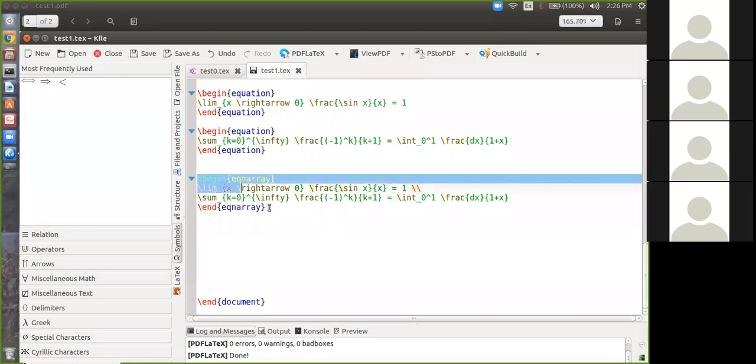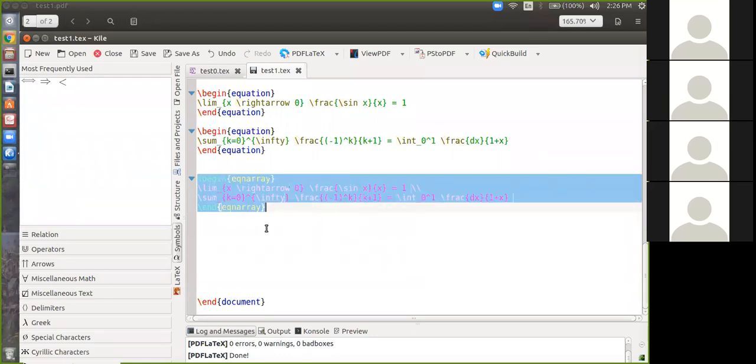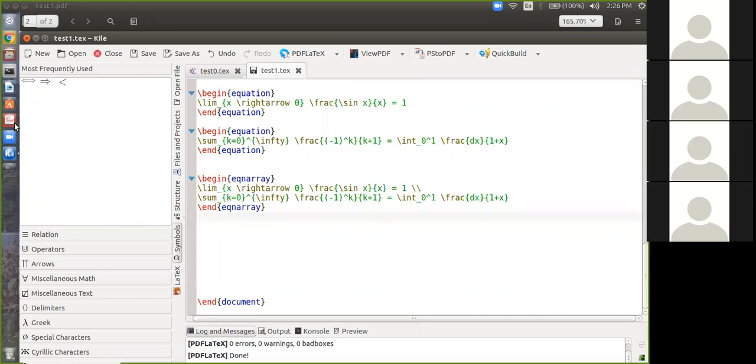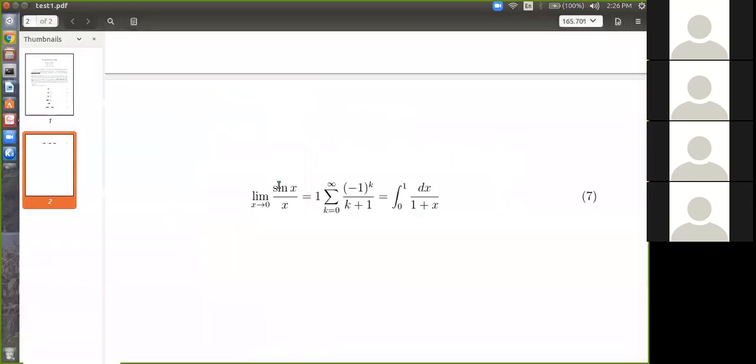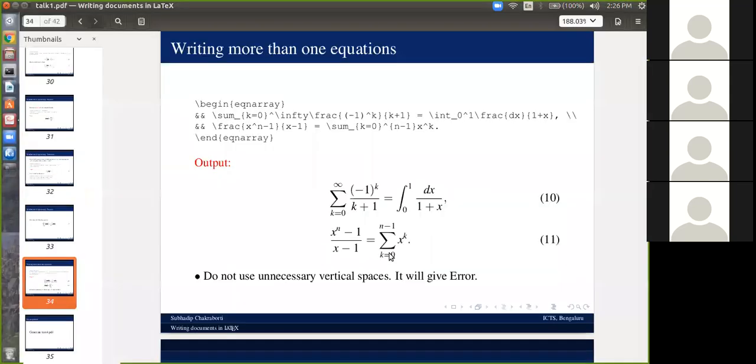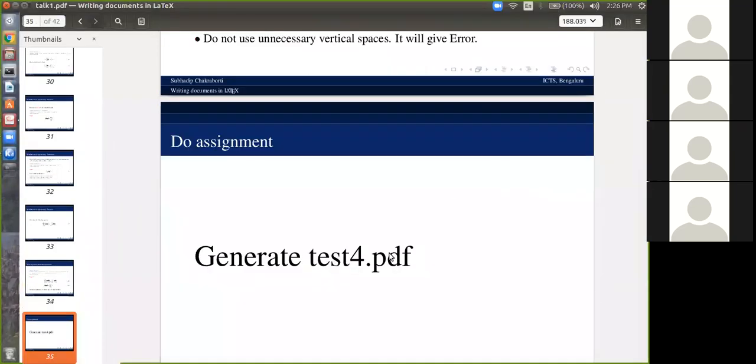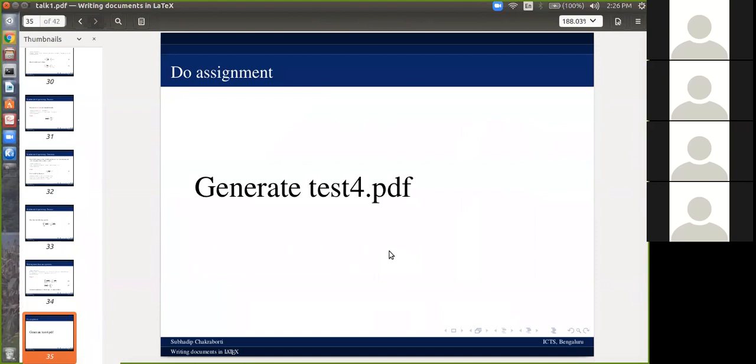Let me copy this. Or let me check whether I have any sample. Where are my slides? Yeah, up to this we are done. Next stage is generate test 4. Okay, this is not test 4, actually generate assignment 2.pdf. So let me check. This is the last thing I will discuss today.